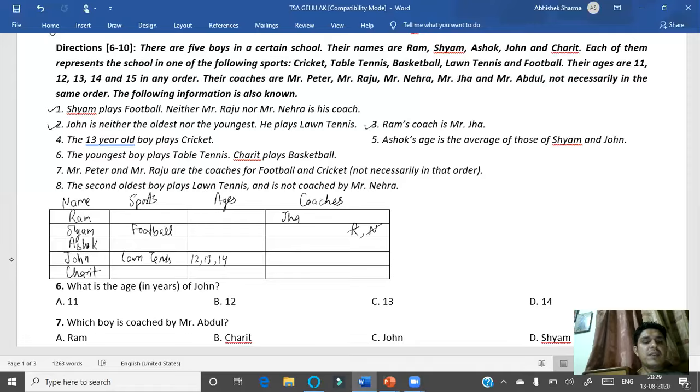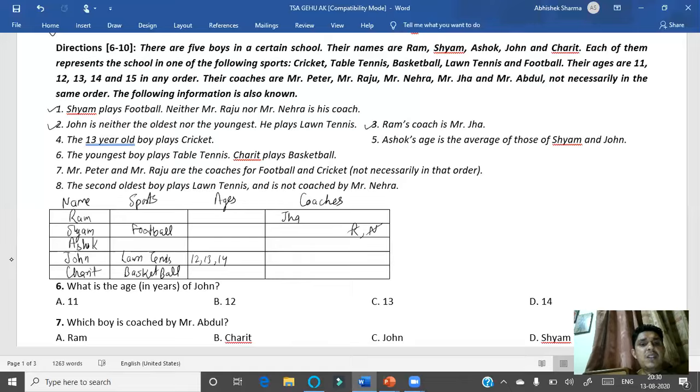Okay. Thereafter, the fifth statement is Ashok's age is the average of those of Sham and John. So we don't have the age of Ashok, John, and Sham, so we can leave it. Thereafter, the sixth statement is the youngest boy plays table tennis and Charit plays basketball. So we can put the name of the sport after Charit, that is basketball, and the youngest boy plays table tennis. So we don't have any information.